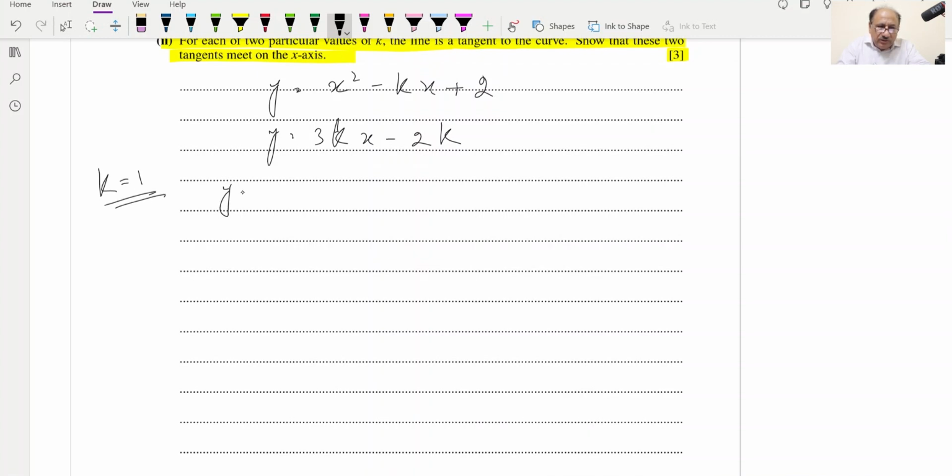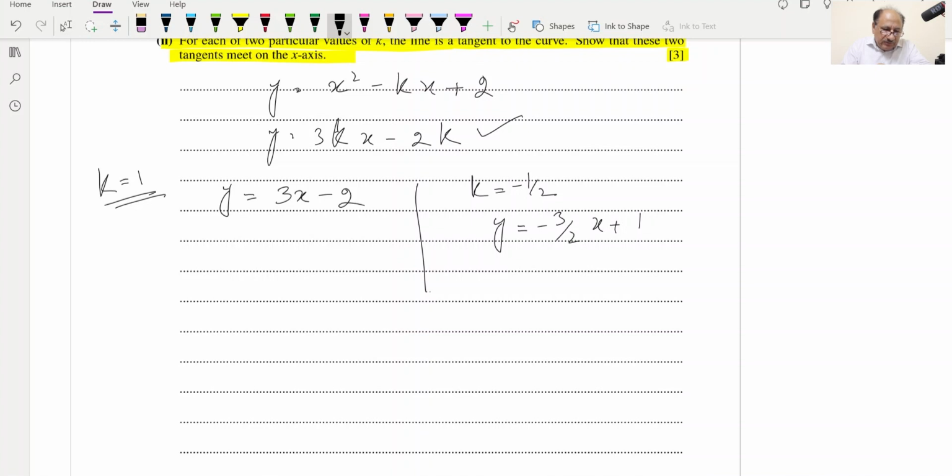Y is equal to 3x minus 2 when we replace in this one. And if we replace k is equal to minus 1 by 2, this will be y is equal to minus 3 by 2 x plus 1. So this is how we replaced in this.